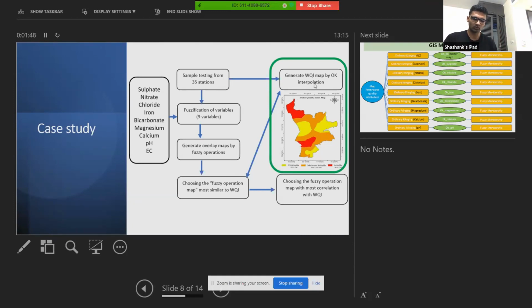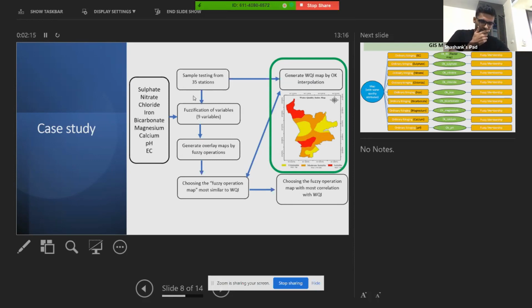So what we did was we took these WQI values and applied them on the study area district and created one suitability map through the WQI values. So this is that WQI map, and we will use this map at the end to compare with our output maps.